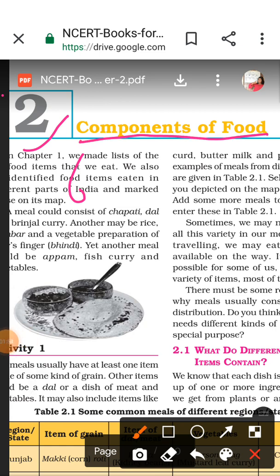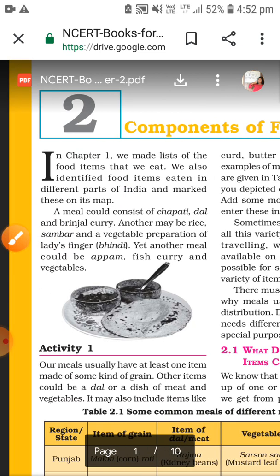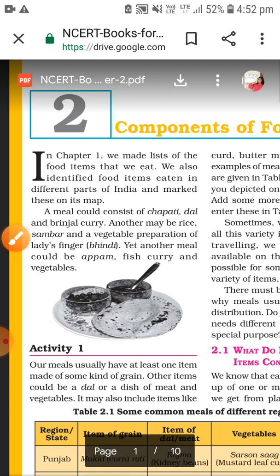chapter components of food. Now in class first we made a list of the food items that we eat. So in this chapter first we made a list of the food items that we eat. We also identified food items eaten in different parts of India and marked them on its map. Okay, I hope you have done this. A meal could consist of chapati, dal, and brinjal curry.